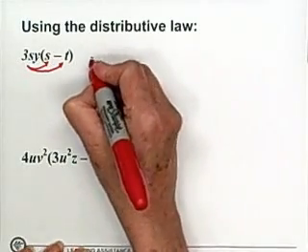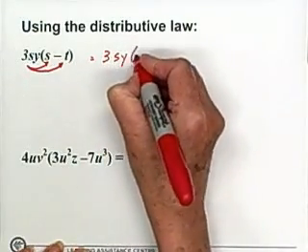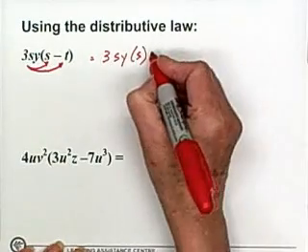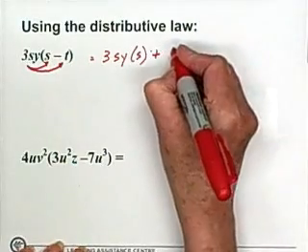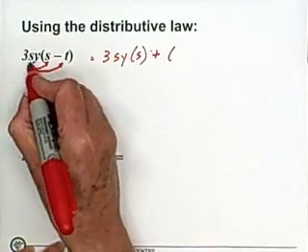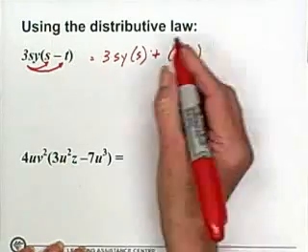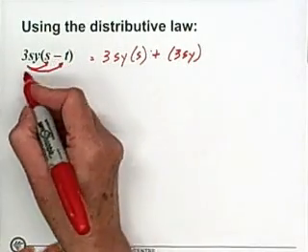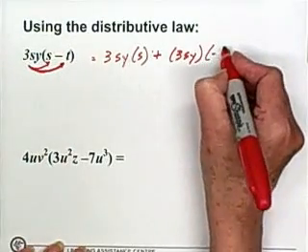So this becomes 3sy multiplied by the s, and in the distributive law you put your plus sign in there, and then you take the first term again, 3sy, and we're going to multiply it by a minus t. So 3sy is multiplied by a minus t.